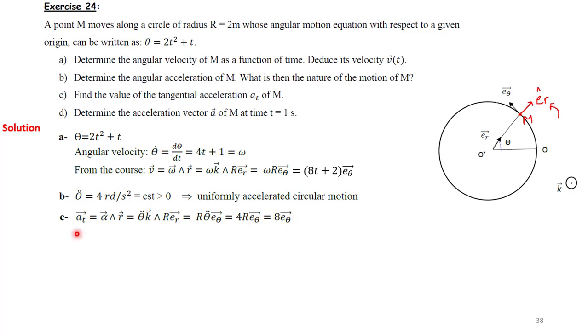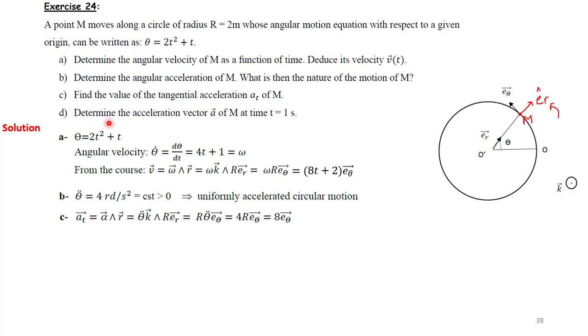We can also find a tau from the equation that states that a tau is equal to dV over dt, where V is the magnitude of the velocity vector. So the derivative of V with respect to time will give us 8. And the tangential acceleration is along E theta, so we can deduce it very quickly from the definition of a tau, that is dV over dt. So we have two methods.